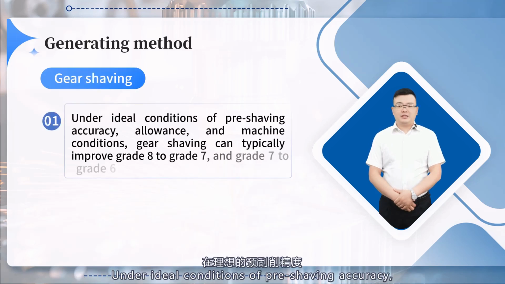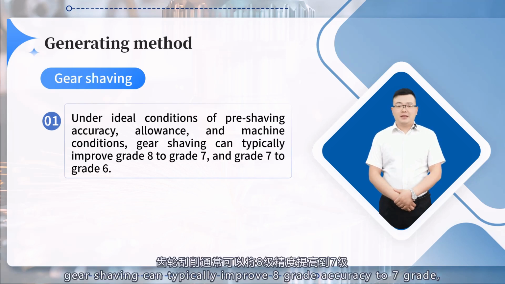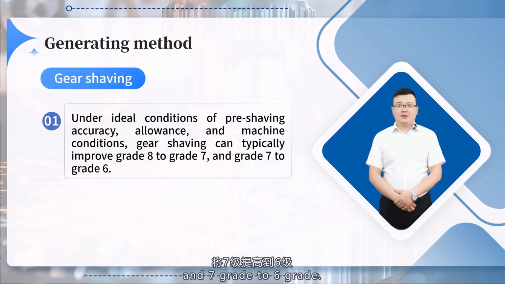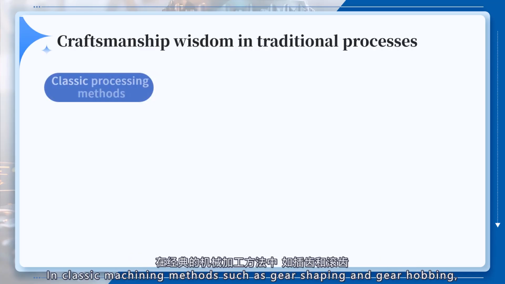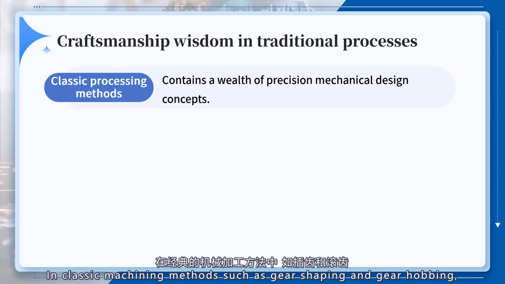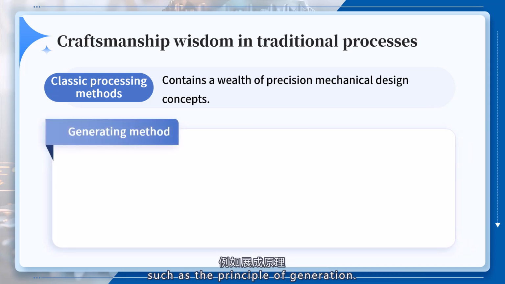Under ideal conditions of pre-shaving accuracy, allowance, and machine conditions, gear shaving can typically improve 8th grade accuracy to 7th grade and 7th grade to 6th grade. Further improvement requires gear grinding or honing. In classic machining methods, such as gear shaping and gear hobbing, there is a wealth of precision mechanical design concepts, such as the principle of generation.